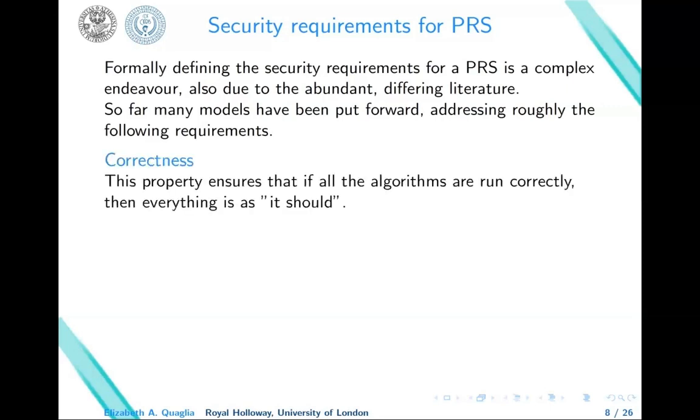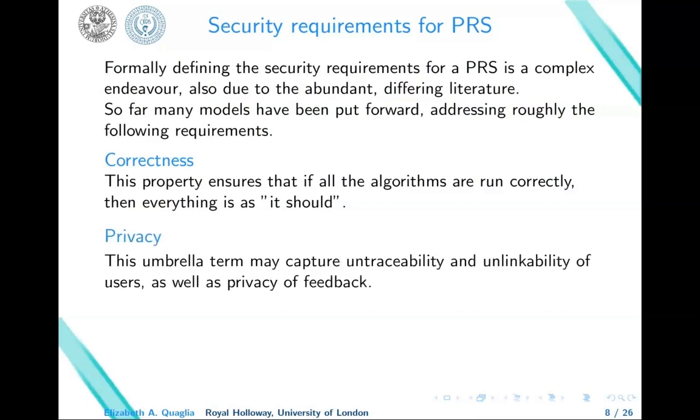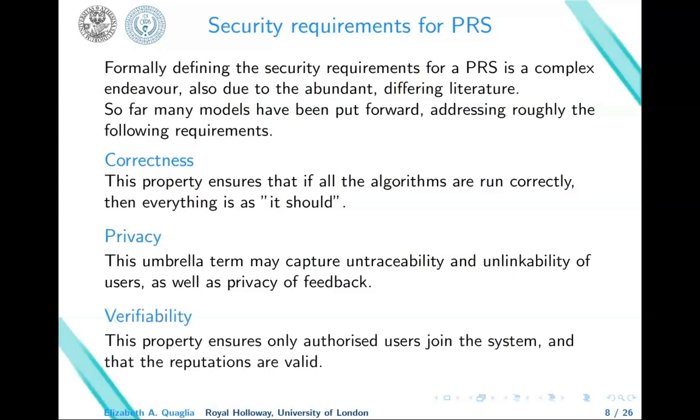So what we want for sure for a PRS is to be correct. So essentially, if we run all of the algorithms that I mentioned correctly, then everything is as it should be, which is great. And then we want to offer some privacy guarantees. Privacy is quite an umbrella term here. I could want to be sure that users are untraceable or unlinkable, or I may be referring to the privacy of feedback. And I also want some verifiability guarantees. So I would like to be ensured that only authorized users are joining the system and their reputations are valid.